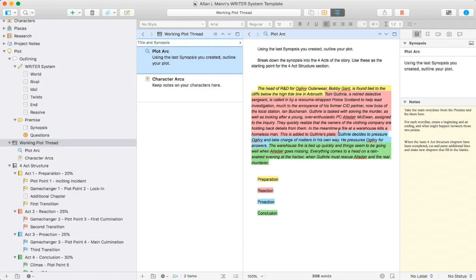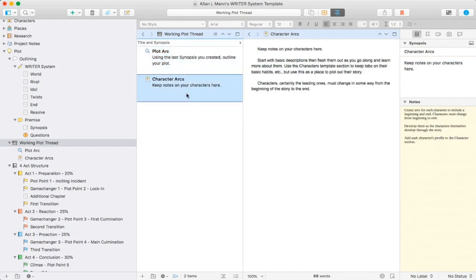Proaction is when the action shifts a little bit from trying to keep up with the story. Our idol is now taking steps to resolve the conflict. And that would come in my version of the 3-act, well, not mine, it's out there, that 4-act structure. So in blue, I've highlighted that here. So Guthrie decides to pressure Ogilvy. So he's being proactive in the story. And then the conclusion, the end game, if you have your twists set up in your synopsis, then that would be part of this green section here.